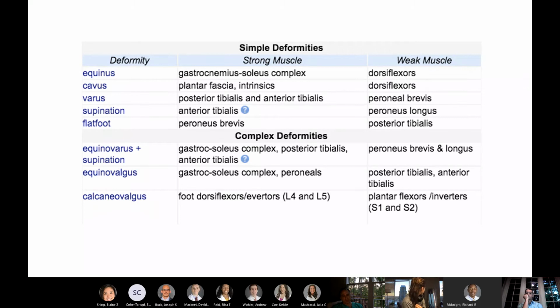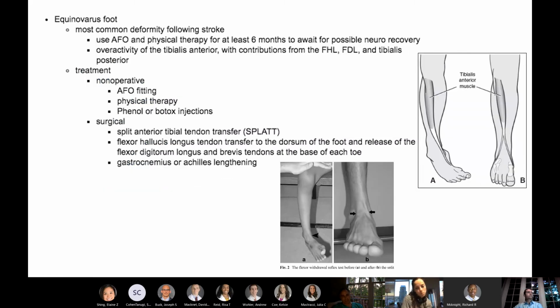Calcaneovalgus, so your foot dorsiflexors and everters, and this is what we had talked about. If you over lengthen your Achilles and your dorsiflexors are intact, when they walk, they'll put their weight on the heel, and they'll get an ulcer on the heel. And once they have an ulcer on the heel, below-knee amputation is in their future. So go to the next one.